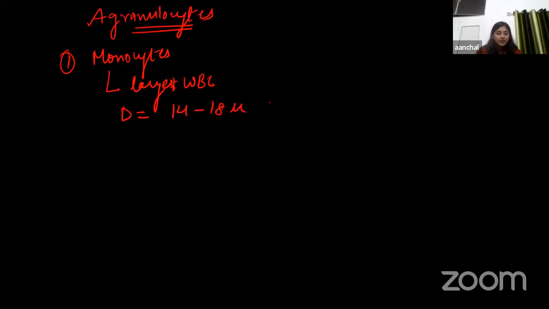Now next we have agranulocytes. So in agranulocytes, we have two types of cells. The first we have monocyte. So the monocytes are the largest type of WBC. Okay, these are the largest type of WBC. And talking about the diameter, the diameter ranges between 14 to 18 mu. Here the cytoplasm is clear because there is no appearance of granules, and the nucleus is always round and oval.